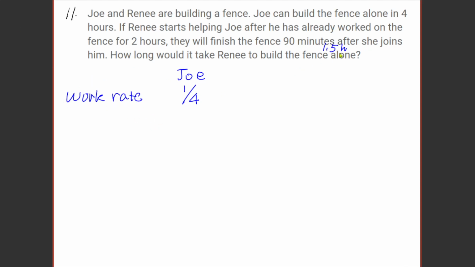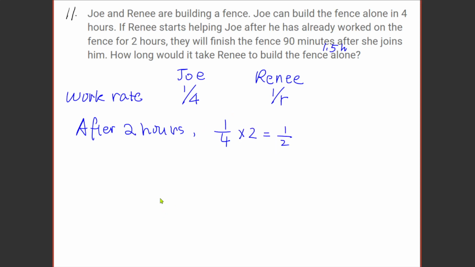And let's suppose it will take Rainy to build the fence alone R hours, then the work rate for Rainy is 1/R, right? So after 2 hours, Joe has already built 1/4 times 2 hours, which is 1/2, right? Joe has built 1/2 of the fence.